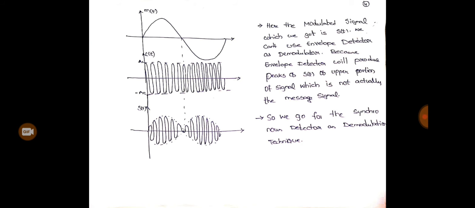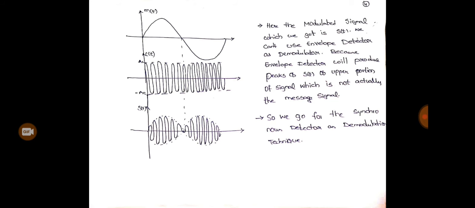We have so many demodulation techniques. Let us try the envelope detector. What will the envelope detector do? The envelope detector will trace the peak of the amplitude of the modulated signal, because you are giving the modulated signal as an input.